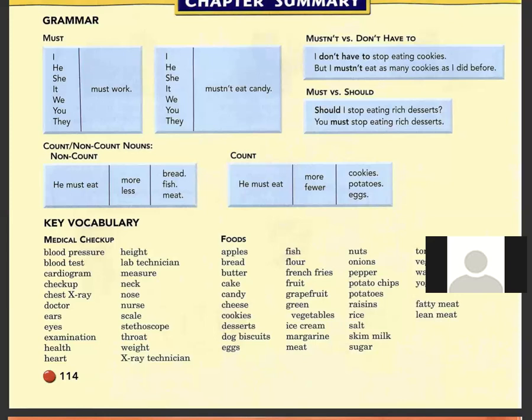Excellent. That is all. So we are officially finished with chapter 11, book number 2, Side by Side. Please make sure you complete all the exercises, and also make sure you complete the workbook exercises so I can check them later on.